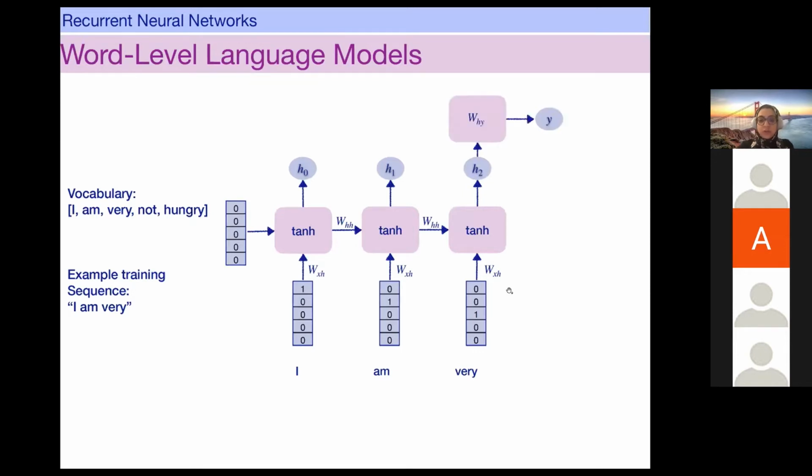After that, we want to produce the next word, so we multiply the last hidden state with a weight matrix, and then we have an output. In this case, for example, a reasonable output would be "hungry". So I would want the model to tell me "I am very hungry". This is a very simple example of a recurrent network.